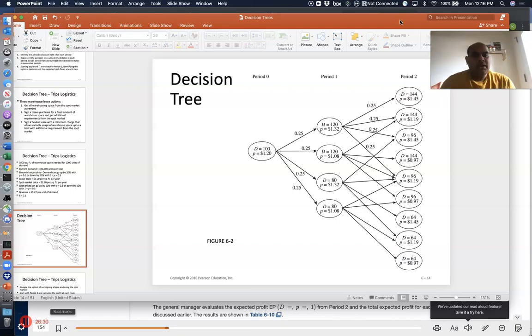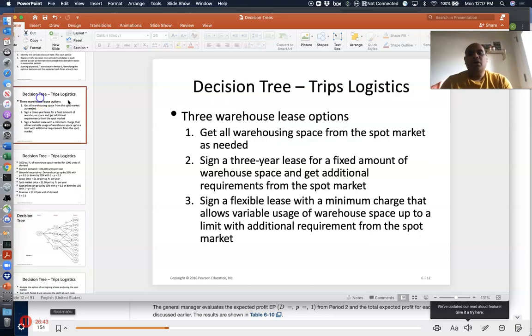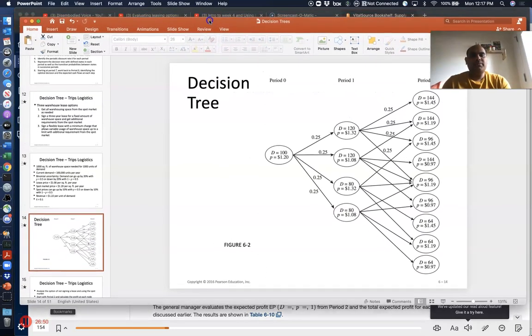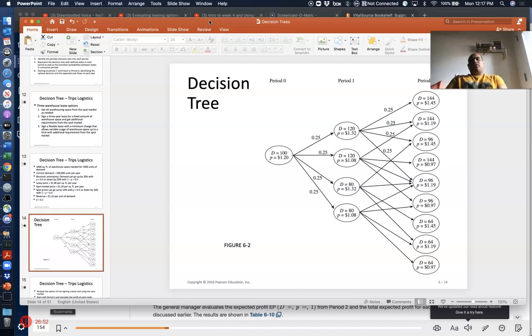So these are all the possible combinations of demand and spot market price for 1 year in the future and 2 years in the future. So using this, let us evaluate the net present value of these 3 lease options. How would I calculate the net present value? Well, this is how you do it. You always begin at the end of the decision tree and you work your way back. Always. That's how it always works.